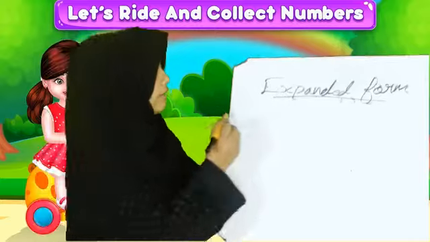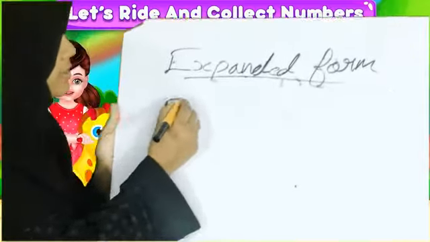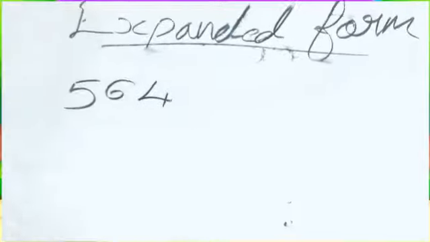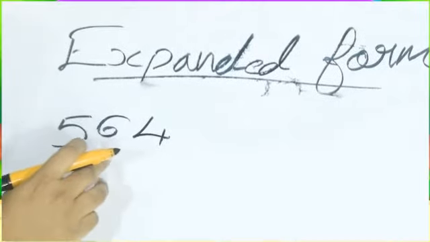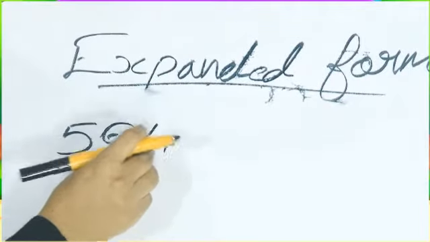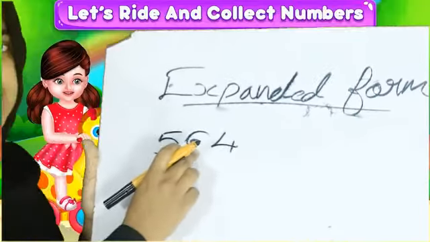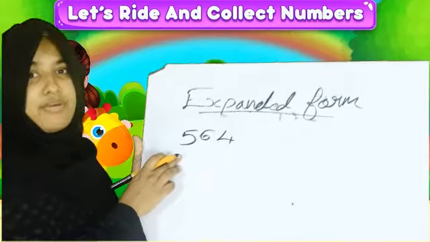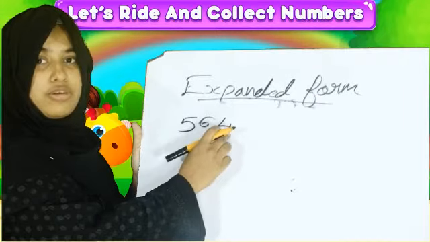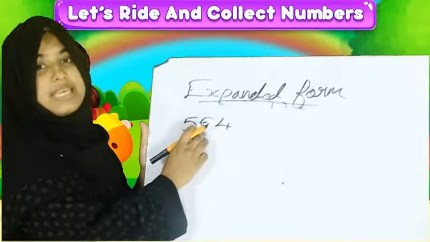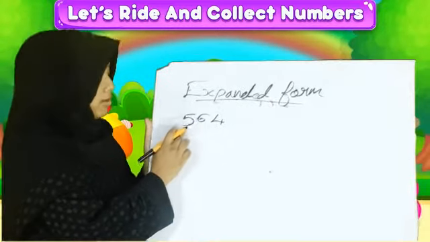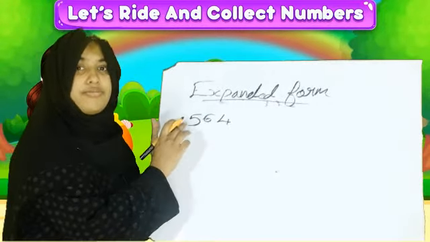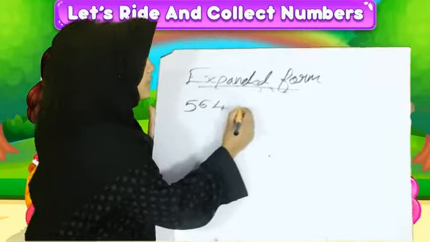Listen here. I write 564. I write here a 3-digit number: 4, 6, 5. How many ones here? 4 ones. How many tens? 6 tens. How many hundreds? 500. 4 ones equal 4. 6 tens equal 60. 5 hundreds equal 500. How can we expand this one?